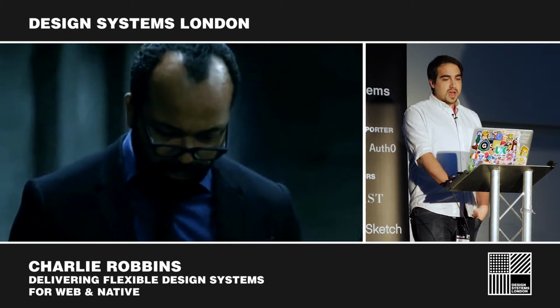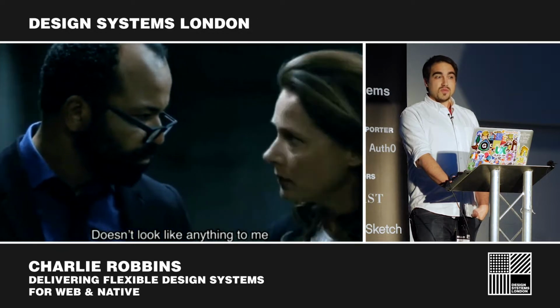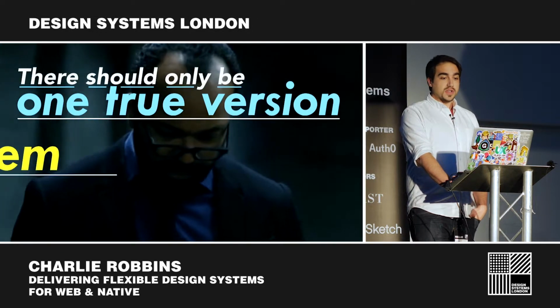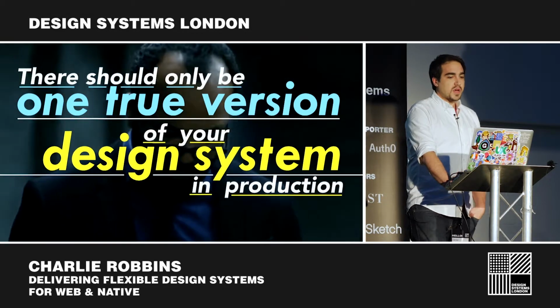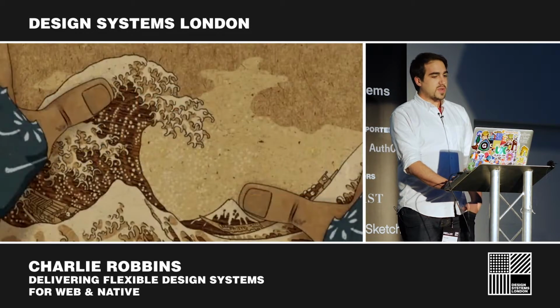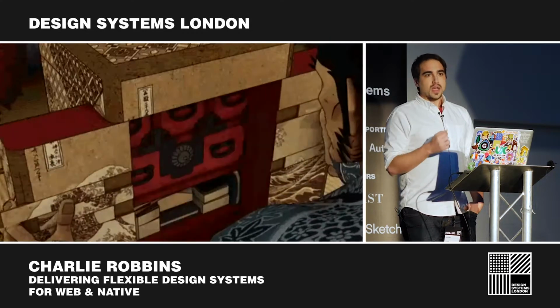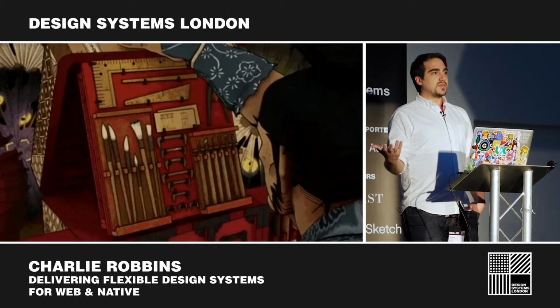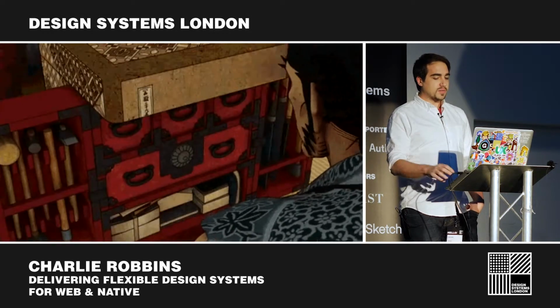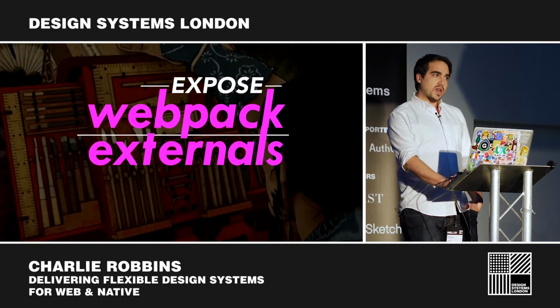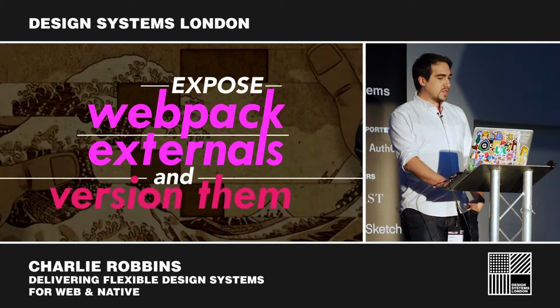And of course, beyond that, there should only ever really be one true version of your design system in production. And what do I mean by that? I mean expose Webpack externals so that people aren't using them themselves. You can't have 50 product teams bundling the same 40K and showing it to your customers twice. You need to have them externalize that and then use a version of those externals.